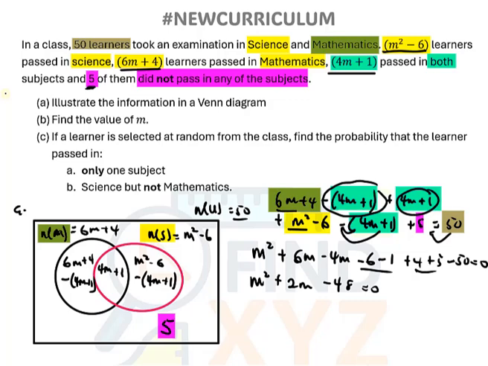Now we have a quadratic. Let's solve it using the method of factorization. So we have negative 48. What two numbers will multiply to give us negative 48?